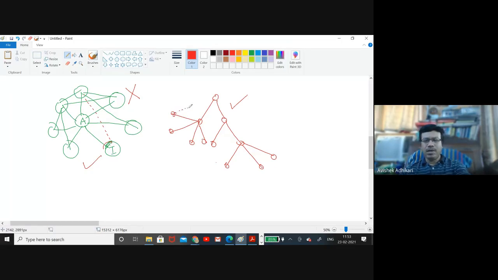I do not have any path like this, or I do not have any path like this. That means in this structure, I do not have any closed path, or any circuit. Whereas here I can see that there is a circuit, but here I see that there is no such circuit. But it's a connected graph, it's also a connected graph.